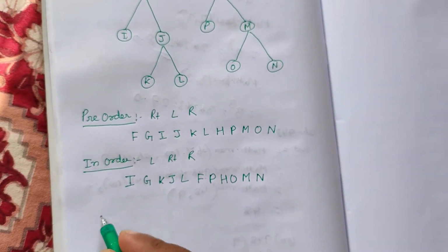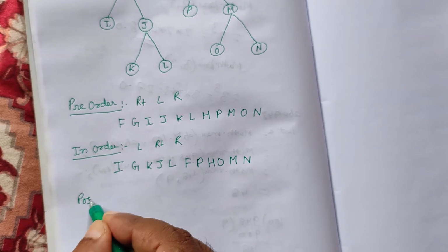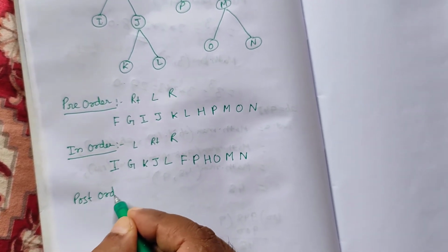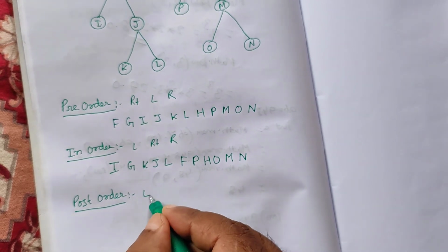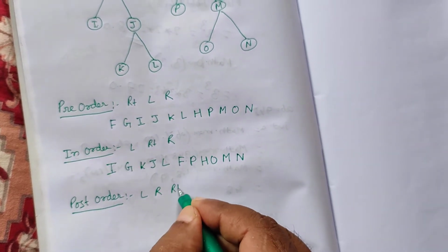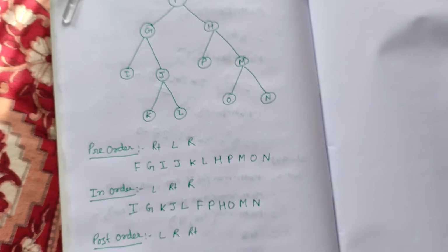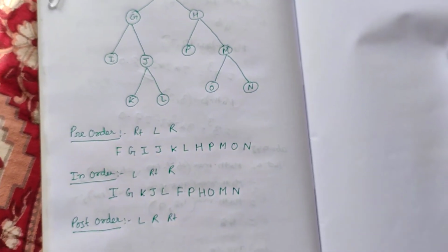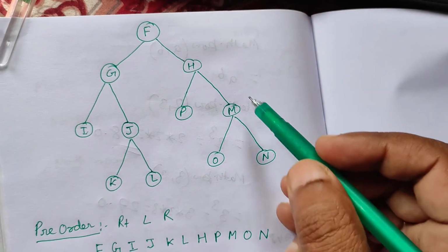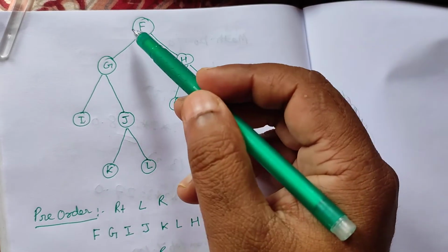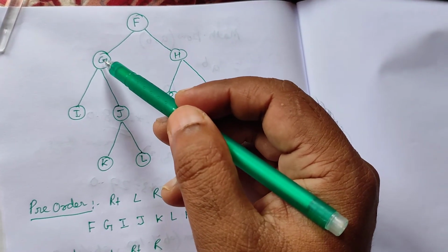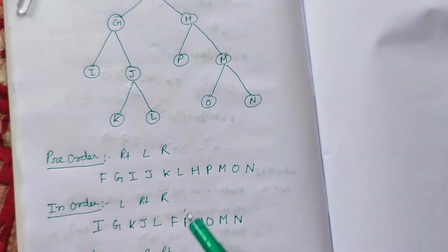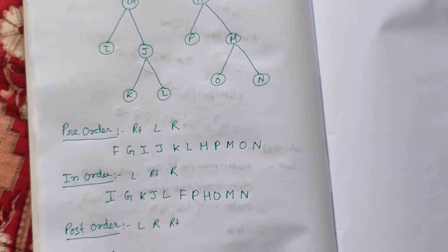Now next one is post order. That is left, right, and root. So first left we will see which one is left. This is left part. This is left part, so it is root. It has also left, that is I. So it is the leftmost. I will write first.